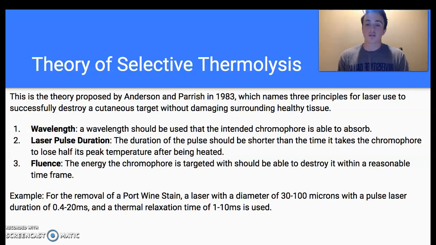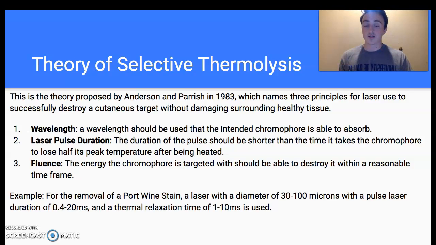The theory of selective thermolysis was proposed by Anderson and Parrish in 1983, and this basically states three principles for laser use in order to successfully destroy a cutaneous target without damaging, or minimizing damage to, surrounding healthy tissue. The first is wavelength. The wavelength of the laser should be chosen so that the intended chromophore is able to absorb it.